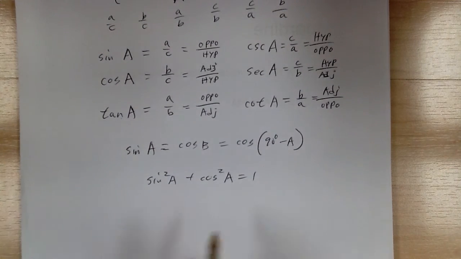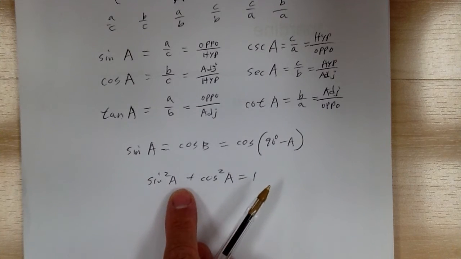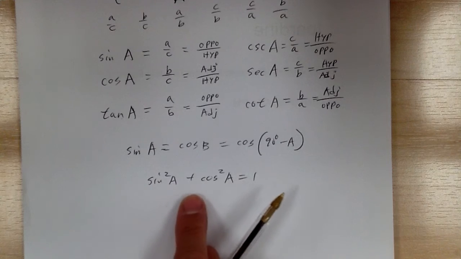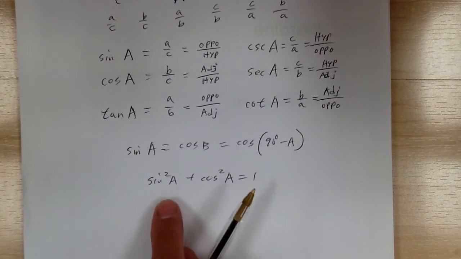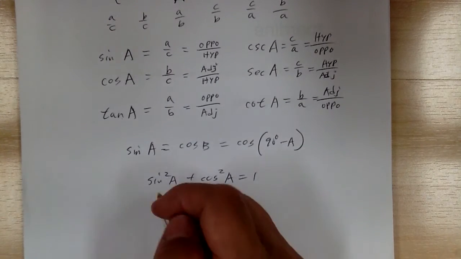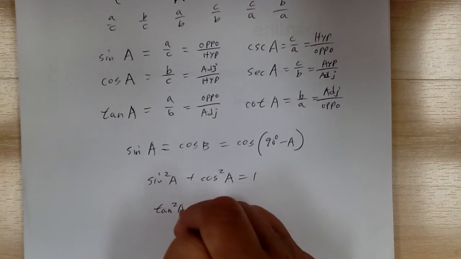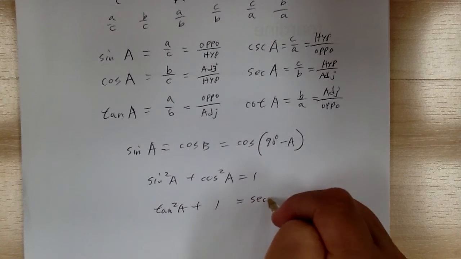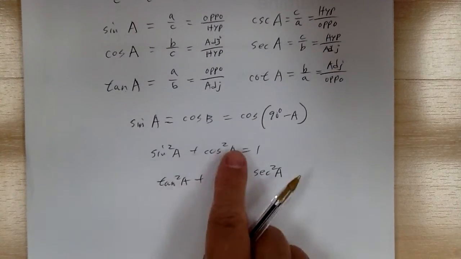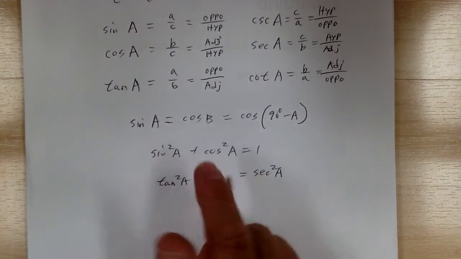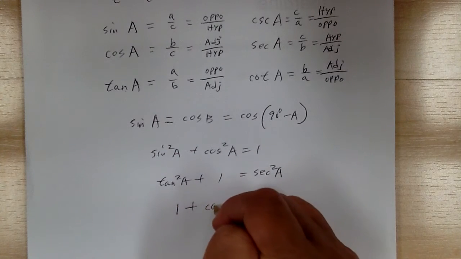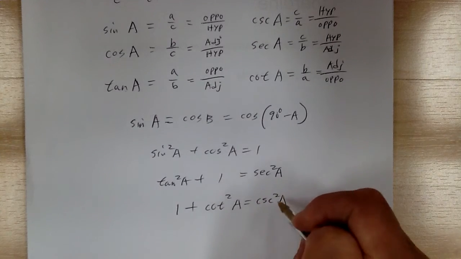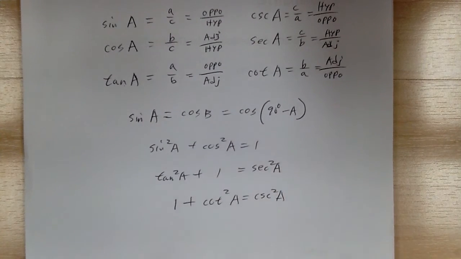From this, if you divide every term by cosine squared, you get tangent squared A plus 1 equals, since 1 over cosine is secant, secant squared A. If you divide by sine squared, you get 1 plus cotangent squared A equals cosecant squared A. So this is some idea.